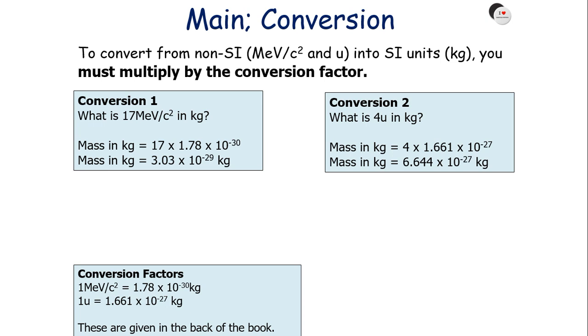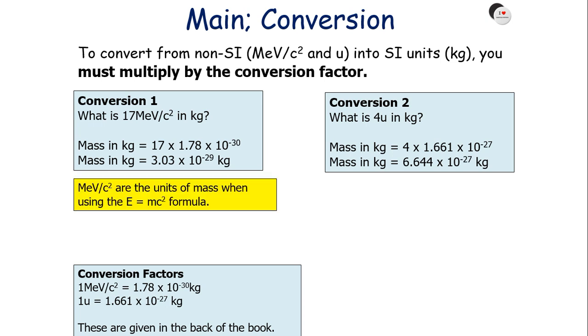So a question might say, what's 17 MeV over c squared in kilograms, or what's 4u in kilograms? Now to go from a non-SI unit to an SI or standard unit, you multiply by the conversion factor. So you'll see in both examples we multiplied by the conversion factor to convert our value into kilograms.